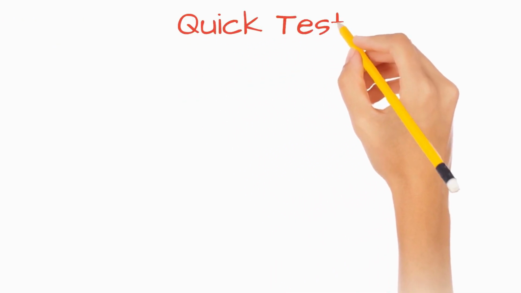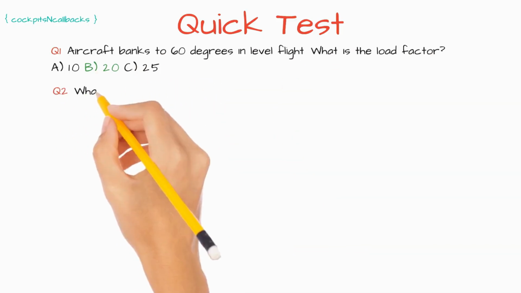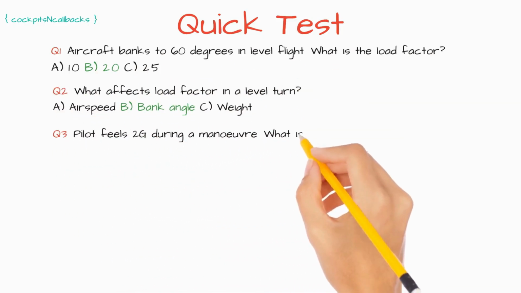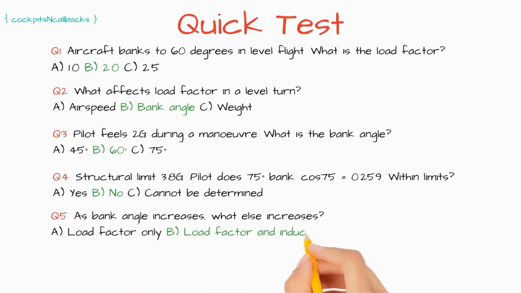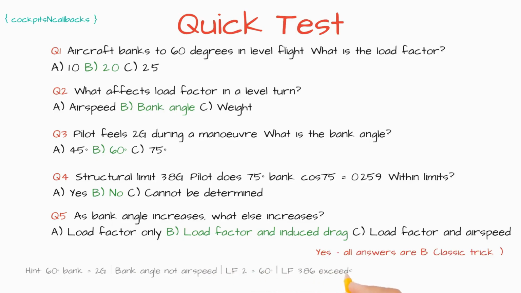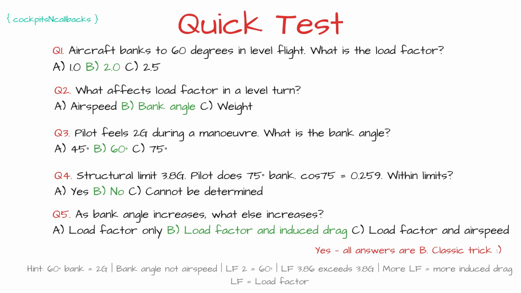All 5 answers are B. Question 1. Cosine of 60 is 0.5. Load factor equals 1 divided by 0.5, which is 2. Question 2. Load factor depends on bank angle only, not airspeed. Classic trap. Question 3. Load factor 2 means cos theta equals 0.5. That gives 60 degrees. Question 4. Load factor equals 1 divided by 0.259, which is 3.86. That exceeds 3.8 G, not within limits.